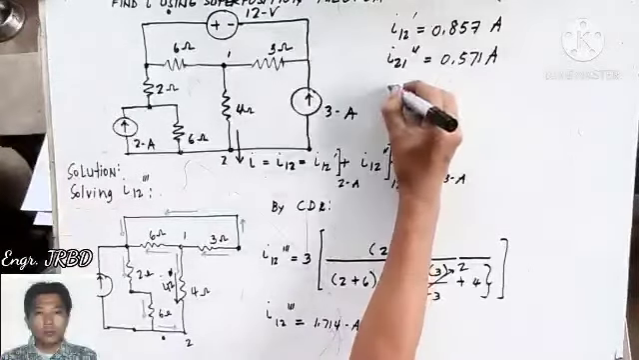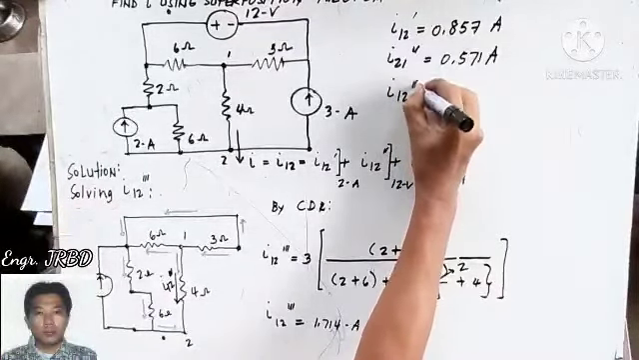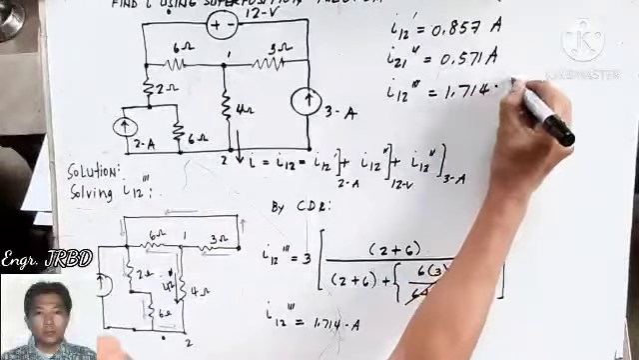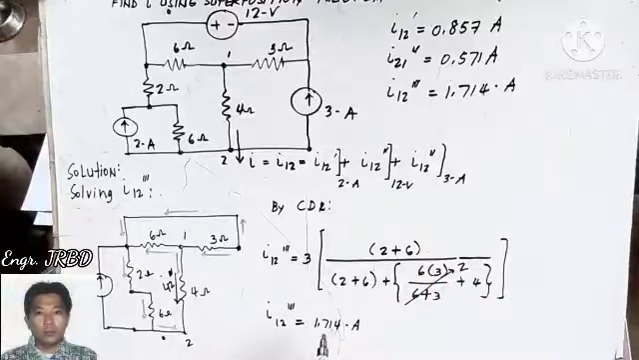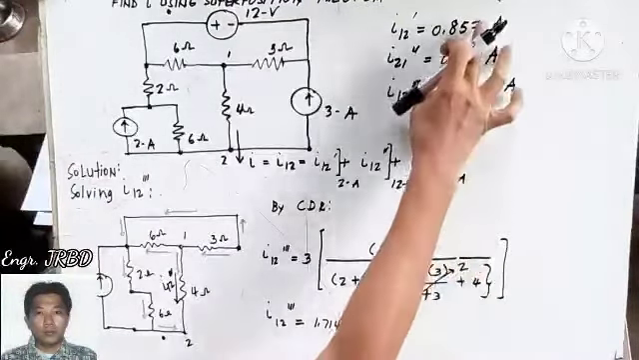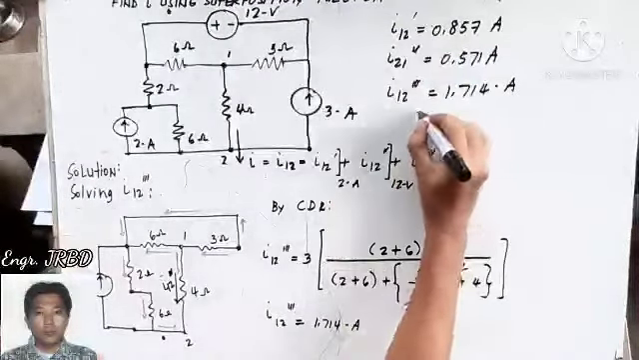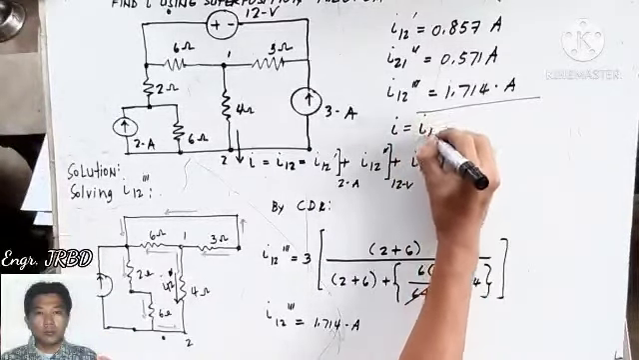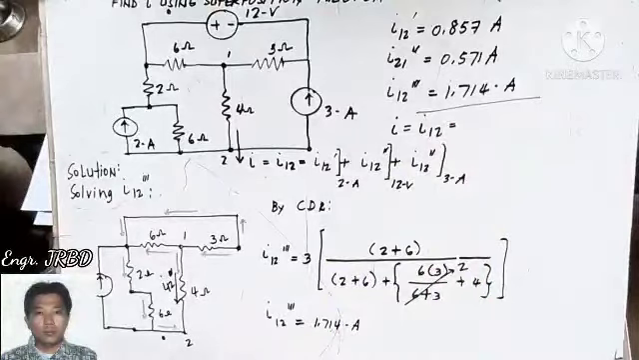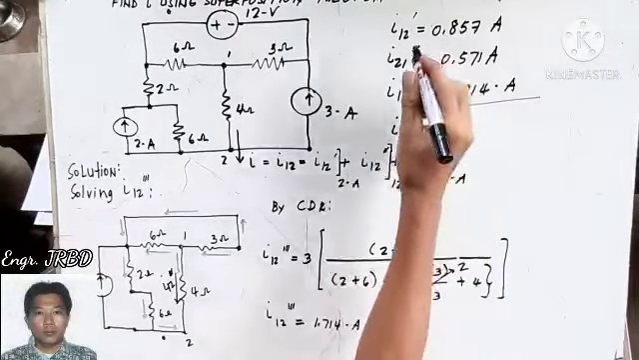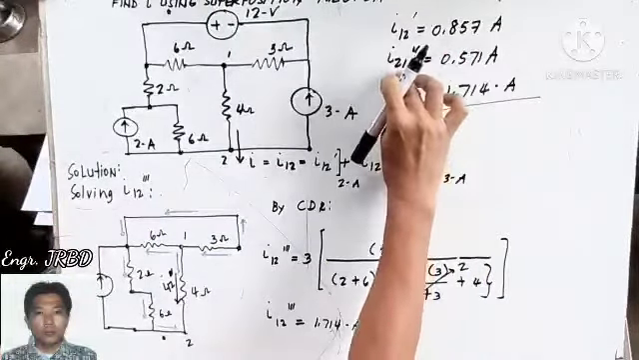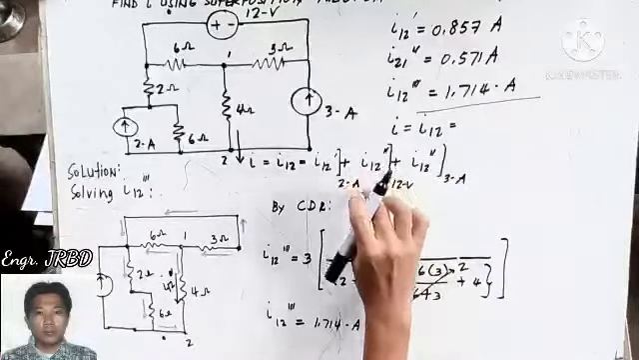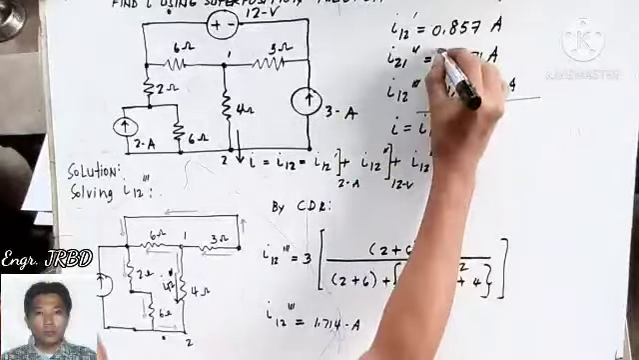So your I-12 triple prime is 1.714 amperes. If you will now try to take the sum or substitute these values into this equation, what you will get is your I, being your I-12. But since in our working equation this is I-12, what we have is I-21, this will be negative.